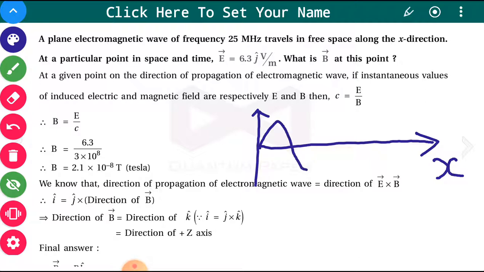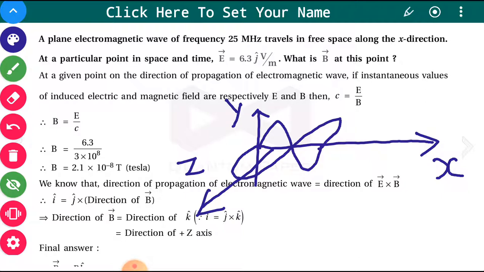the electric field vector is oscillating in the y direction. So the magnetic field vector must oscillate in the z direction. So oscillation of the magnetic field vector will be in the z direction. This is the electric field vector, which is oscillating in the y direction, and perpendicular to y is the z direction. So this is the direction in which the magnetic field vector will be. So the direction is fixed. The value you can find, as you know, E upon B is equal to c.